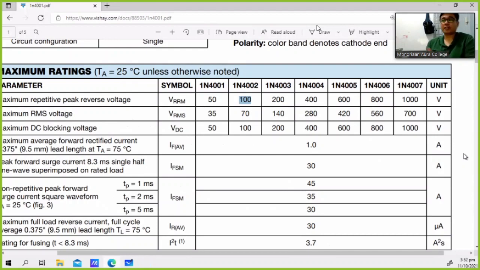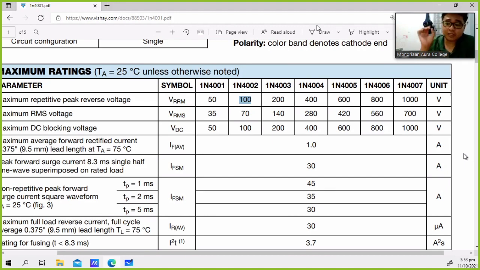Okay? So yun ang importance ng PRRV, PIV or PRV. Para ma-ensure natin na hindi magko-conduct ang ating diode if it is reverse biased, if it is used as a rectifier. Unlike yung ating Zener diode. Remember, ang Zener diode is reverse bias? Naka-reverse bias siya para siya ay mag-operate properly.